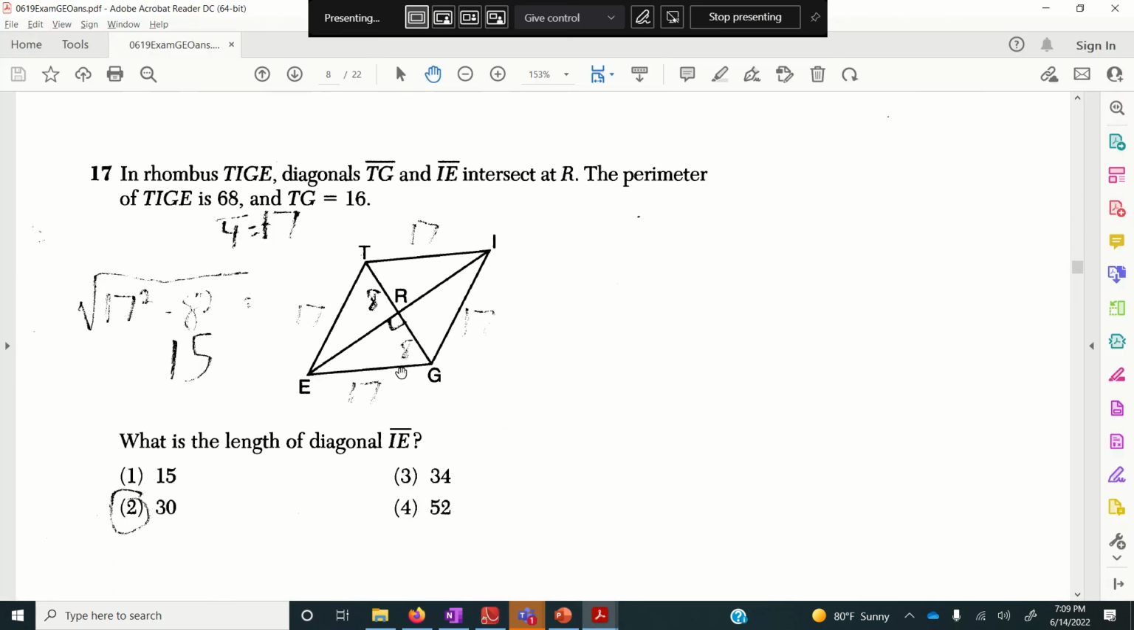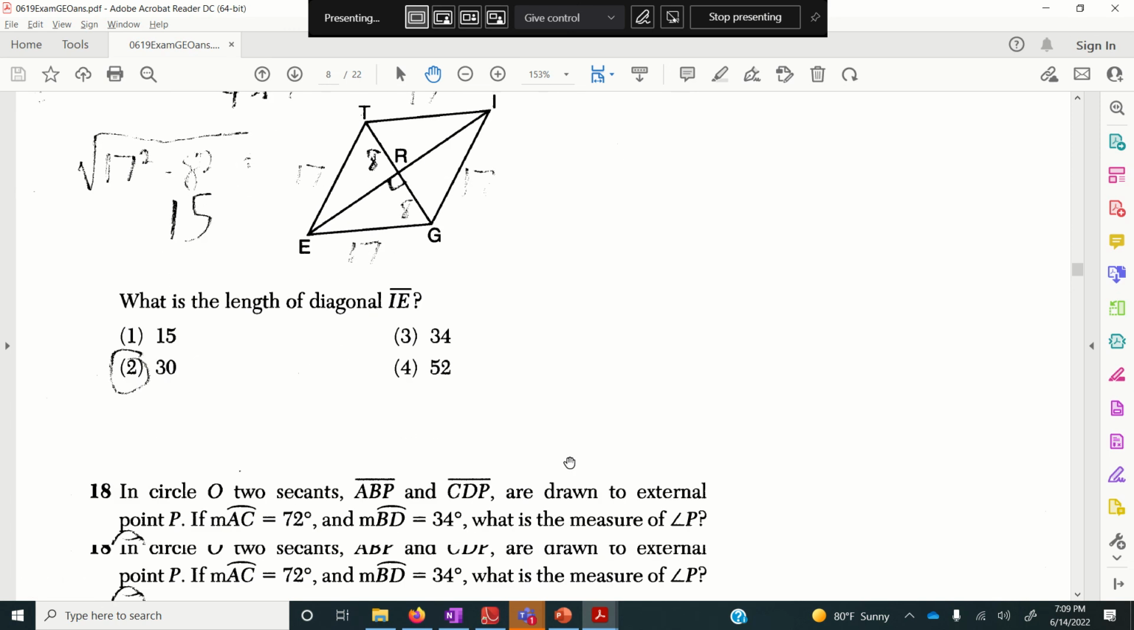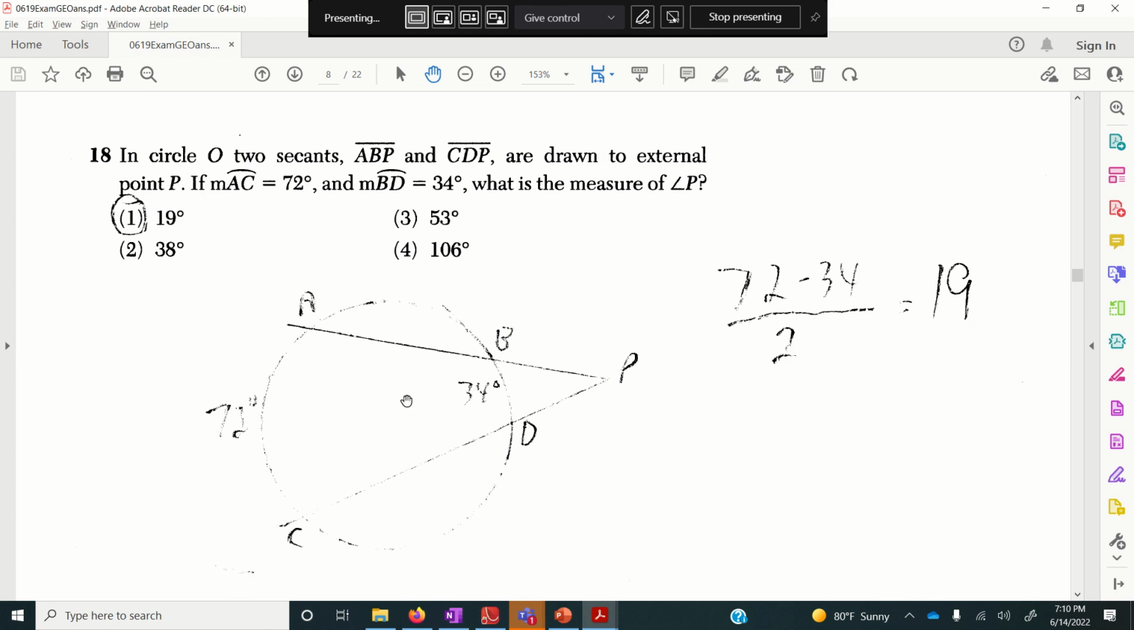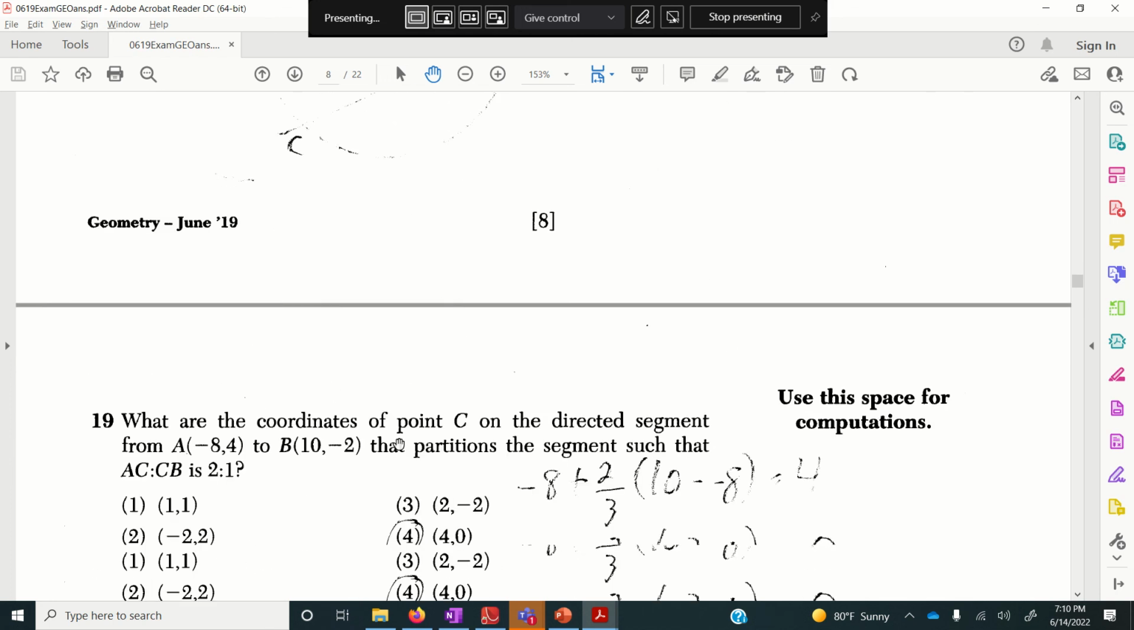17, when the rhombuses are intersecting, they bisect and create a right angle. So you're using Pythagorean Theorem. You should have got choice 2. 18, we have our big arc minus small arc divided by 2. So that should be choice 1.